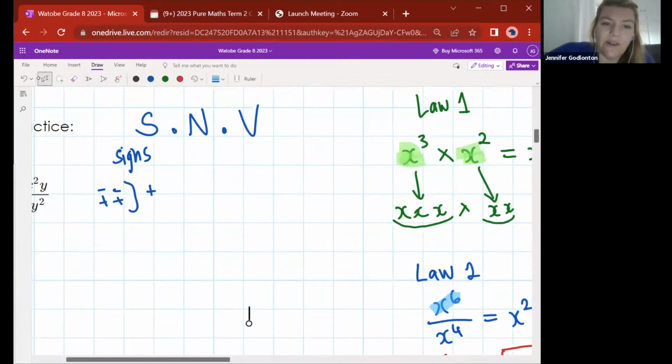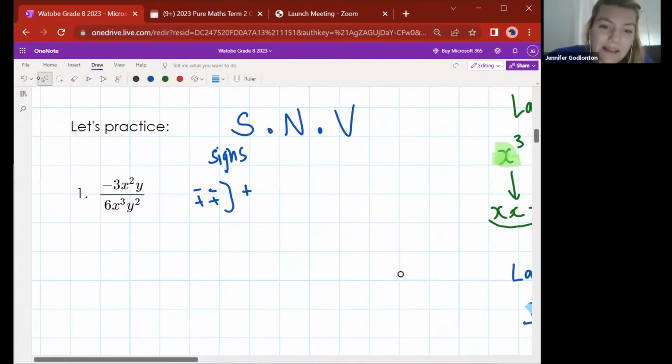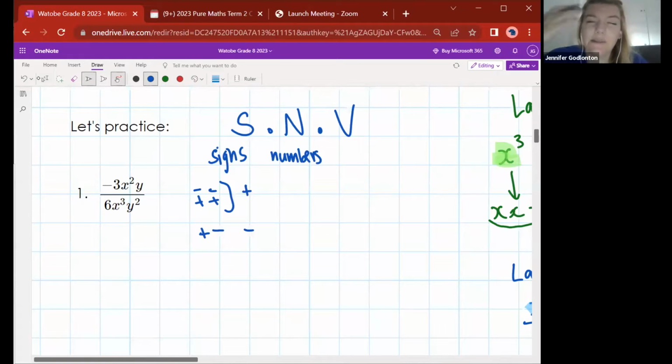Next thing we care about is numbers. So the N stands for numbers. In this case, we would look at that 3 and the 6 and think, how can we simplify that 3 and the 6? And then the last thing is V, which stands for variables. So we can use SNV whenever we're wanting to work with algebra. It's just a way of organizing our thoughts to make sure that we do each step and we don't forget anything.